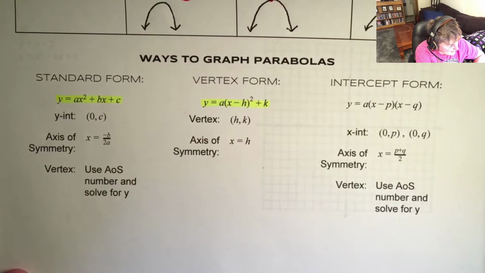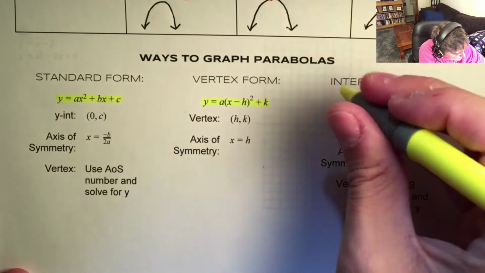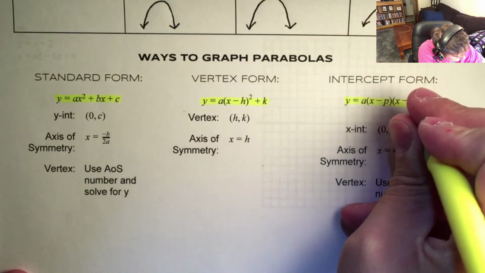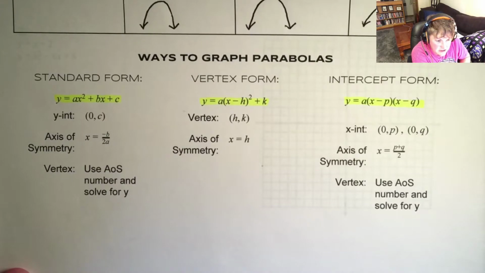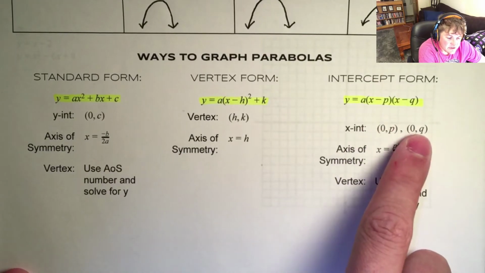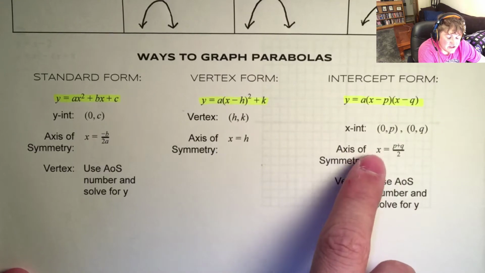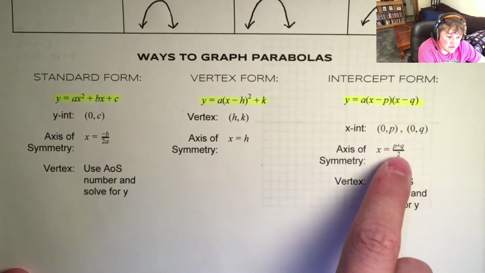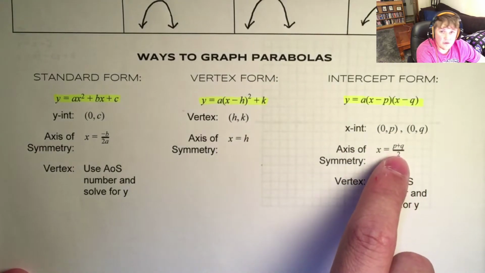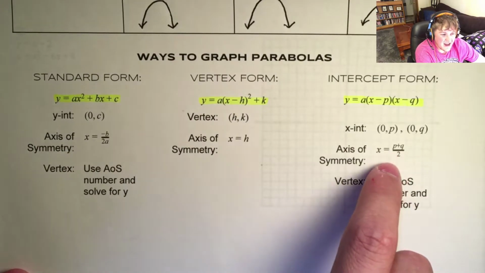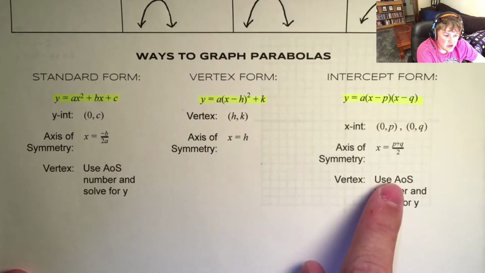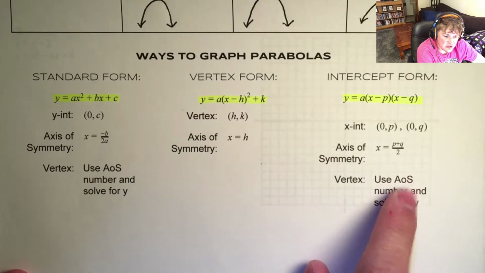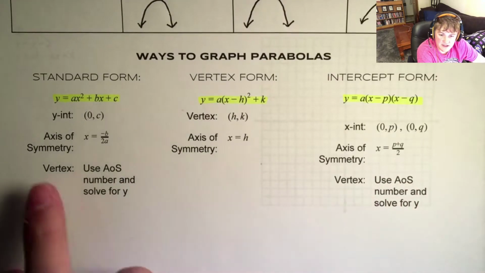And then lastly, we have intercept form, which is y is equal to a times the quantity of x minus p times the quantity of x minus q, where p and q are your x-intercepts, okay? And then your axis of symmetry is technically the p value plus q divided by 2. If you recall from that section, which is 3.2, I just simply said find the line that's in between our two x-intercepts. And then you can use that AOS number, AOS stands for axis of symmetry, to solve for y, same as you would do here.